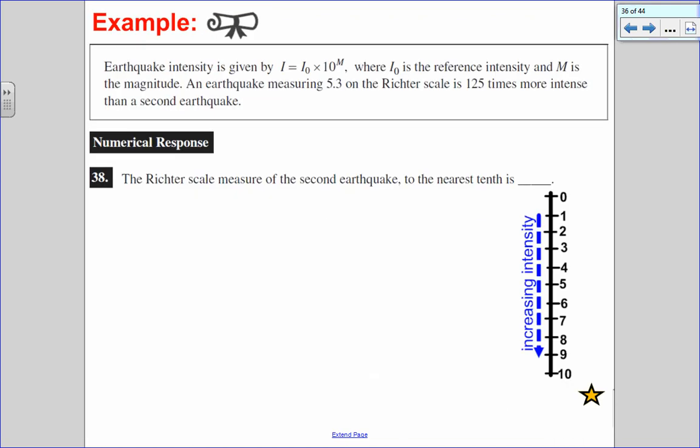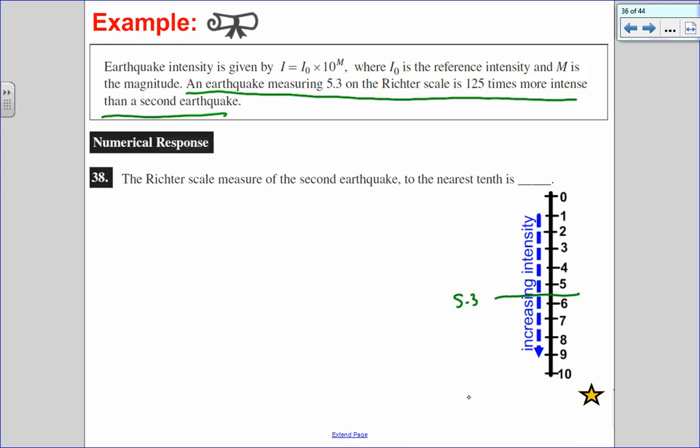Okay, let's try another one. So again, we have an earthquake intensity. I don't need the formula. I just zone in on the important information. So an earthquake measuring 5.3 on the Richter scale is 125 times more intense than a second earthquake. So now, since I'm more intense, I have a whole number intensity factor. So here's my 5.3 right about there. And this is the more intense one.